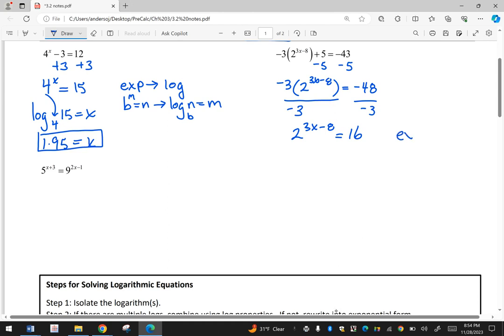What we have is an exponential form that we need to now turn into a log. So we will have log base 2, the outside and the inside will switch places. When we calculate log base 2 of 16, we're going to get 4 equals 3x minus 8. And we can now solve this just as a two-step equation. And we get x equals 4.